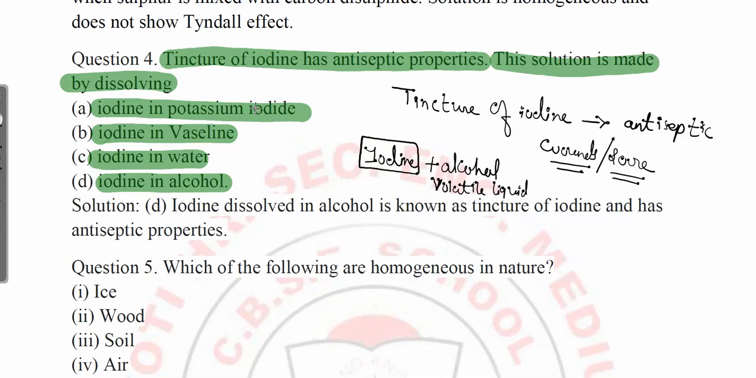But in the case of iodine in potassium iodide, in vaseline, and in water, they are not so volatile in comparison to alcohol. While alcohol is a very, very volatile liquid, it readily converts into gases as it comes into contact with the air. And hence, we will find that only iodine is left out on the wound or sore, which has the major antiseptic property. So here the answer will be option D, that the tincture of iodine is a solution of iodine in alcohol, which is used for antiseptic purpose. Iodine is known for its antiseptic nature. That is the D option for this particular question.